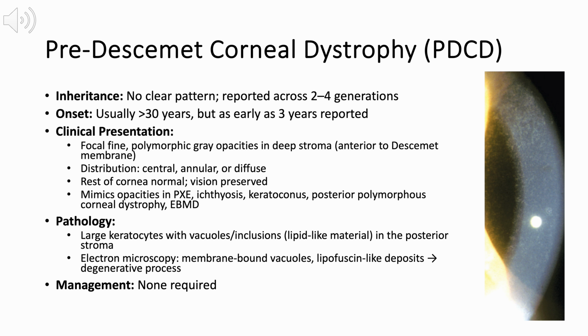Because of its appearance, PDCD can mimic other corneal conditions, including pseudoxanthoma elasticum, ichthyosis, keratoconus, posterior polymorphous corneal dystrophy, and EBMD. Pathologically, large keratocytes with vacuoles or inclusions containing lipid-like material are observed in the posterior stroma. On electron microscopy, membrane-bound vacuoles and lipofuscin-like deposits can be identified, supporting the view that this represents a degenerative process rather than a classic inherited corneal dystrophy. In terms of management, no treatment is typically required, as vision is well preserved and the condition is non-progressive.